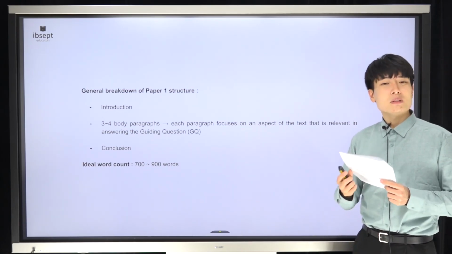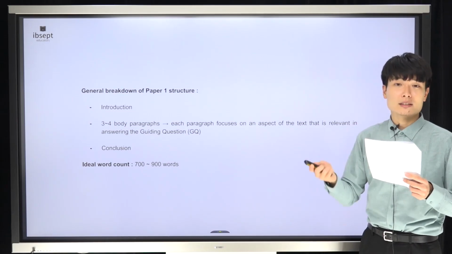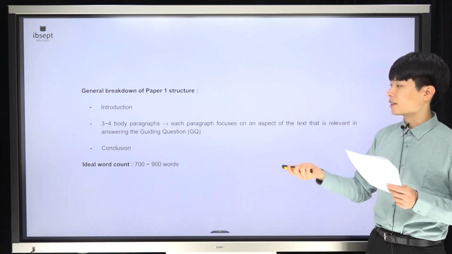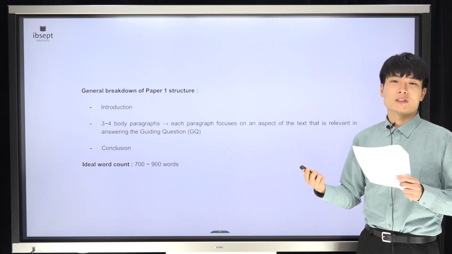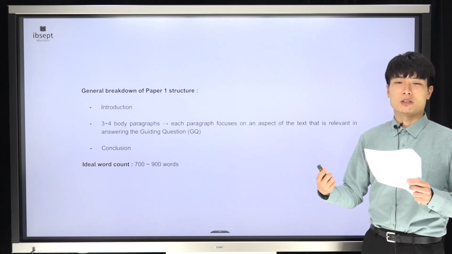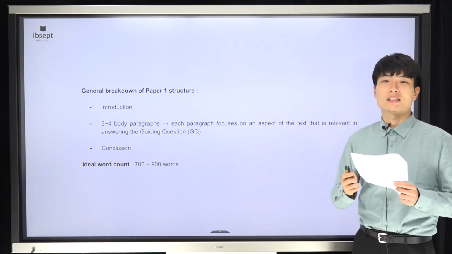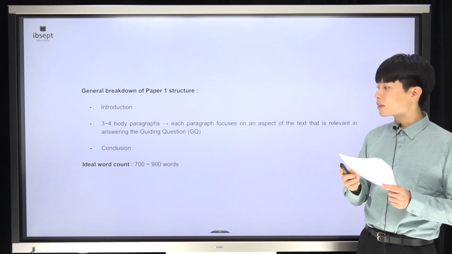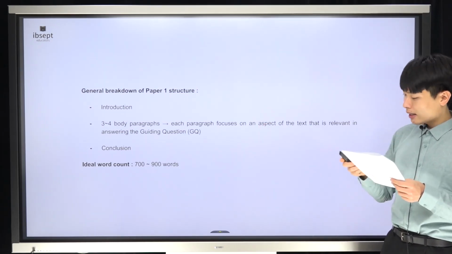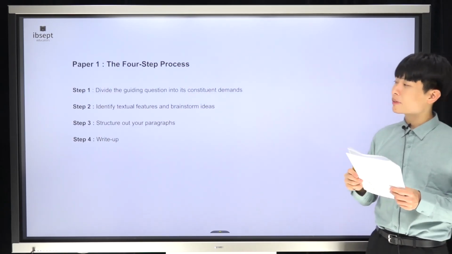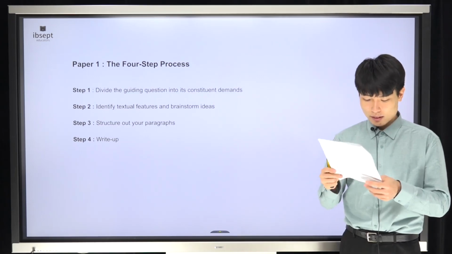I consider this the sweet spot because this is a good balance between detailed analysis and coherence. I find that generally student responses that go beyond 1,000 words kind of suffer on coherence. They lose focus the longer the essay response becomes. So 700 to 900 words, remember that is your target word count. And now, let's go over the 4-step process for effectively dealing with the paper 1.